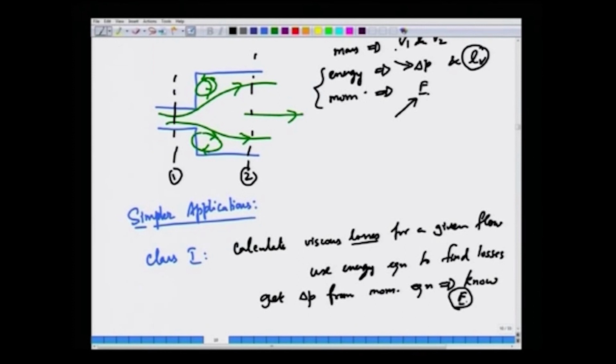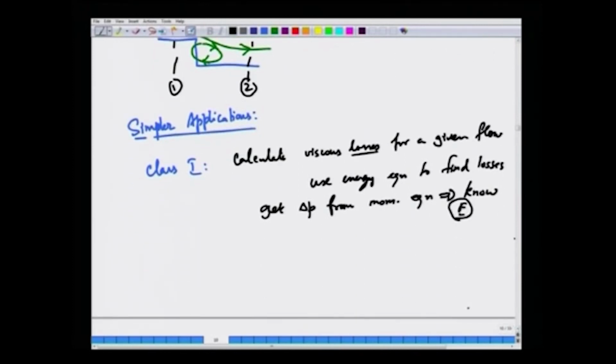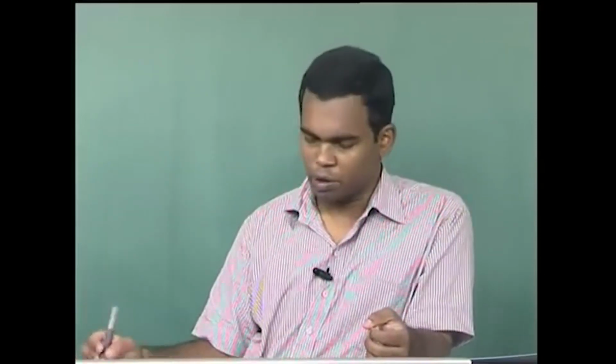So, some information about the force is required in class 1 problems if you want to calculate viscous losses for a given flow. If you have no idea about the pressure drops, then we need to appeal to the momentum balance, but there the pressure drops are related to the forces acting through the control surfaces. Once we have some information on the forces, we can calculate the pressure drop from the momentum balance and then substitute that back in the energy balance to estimate the losses in the given application.